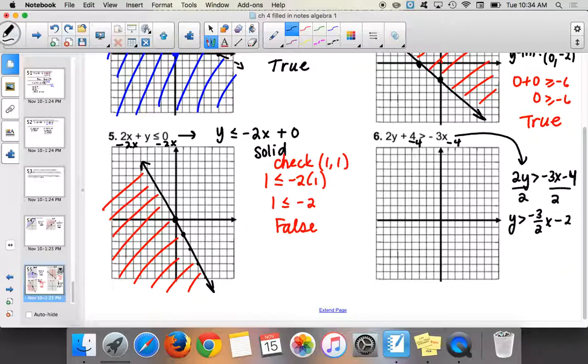All right, so this one has a y-intercept of negative 2. And your slope is negative 3 over 2. So we're going to be downwards in the end, right? So we go down 3, 1, 2, 3 over 2. You could also go up 3 over 2, however you want. It's a dotted line because it was just greater than. It's dotted, like that.